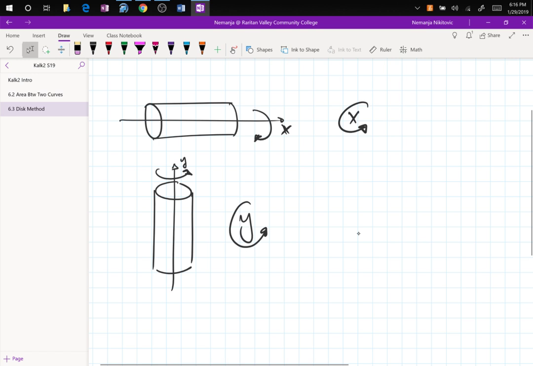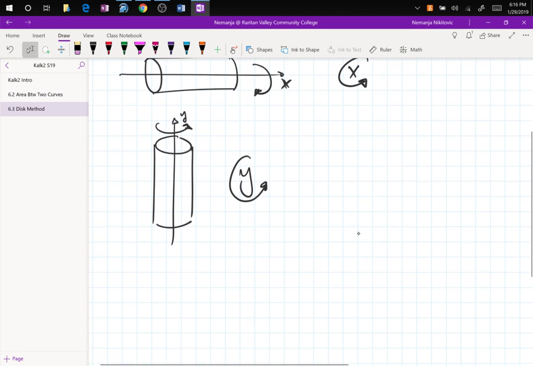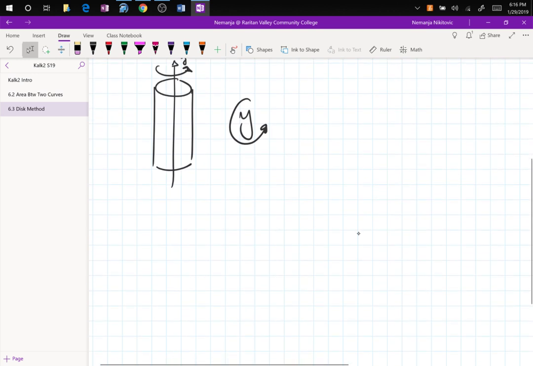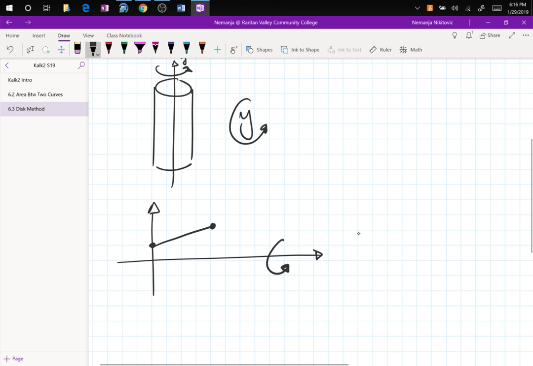So now, what do we have? We want to construct the object. So let's say I draw a line segment like this, and I say x rotation. What happens as I rotate this around the x-axis? What do I get as a result?